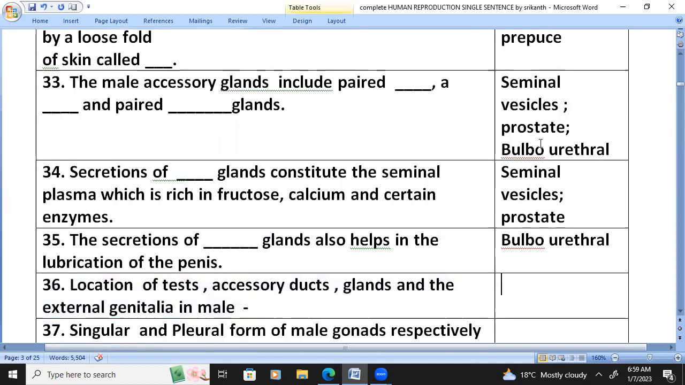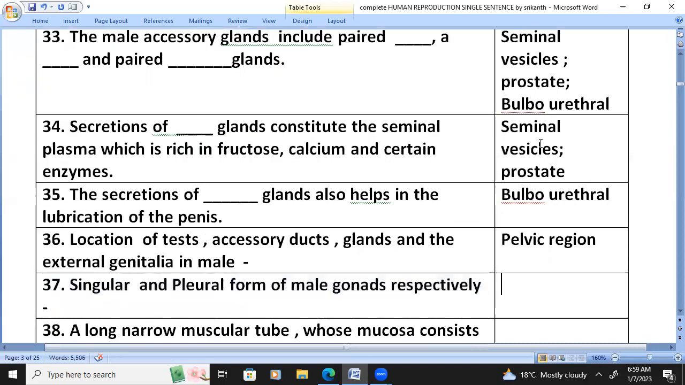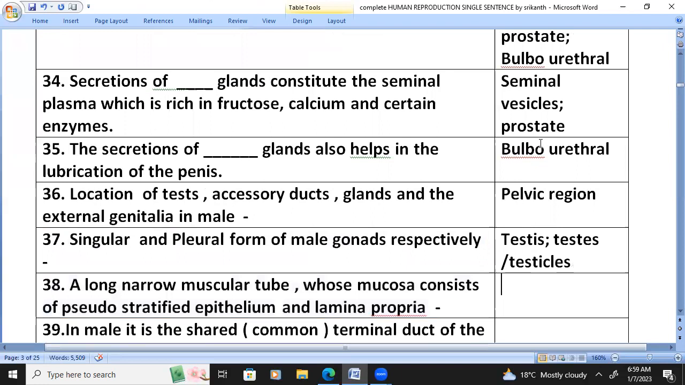Location of testes, accessory ducts, glands, and external genitalia in male: pelvic region. Singular and plural form of male gonads respectively: testis and testes, or we say testicles. A long, narrow muscular tube whose mucosa consists of pseudostratified epithelium and lamina propria is the vas deferens.